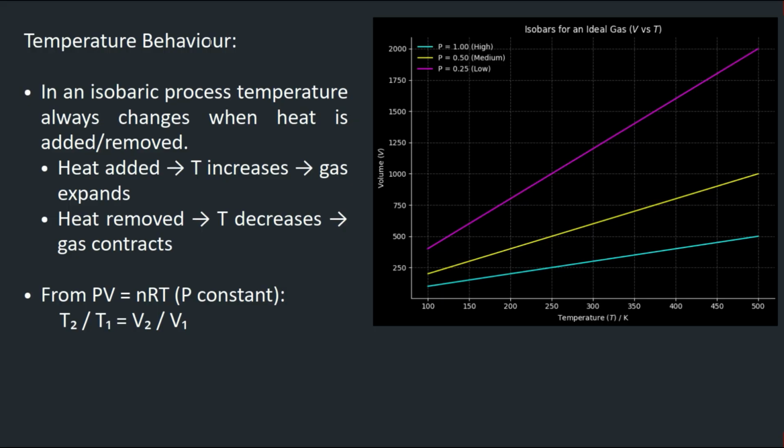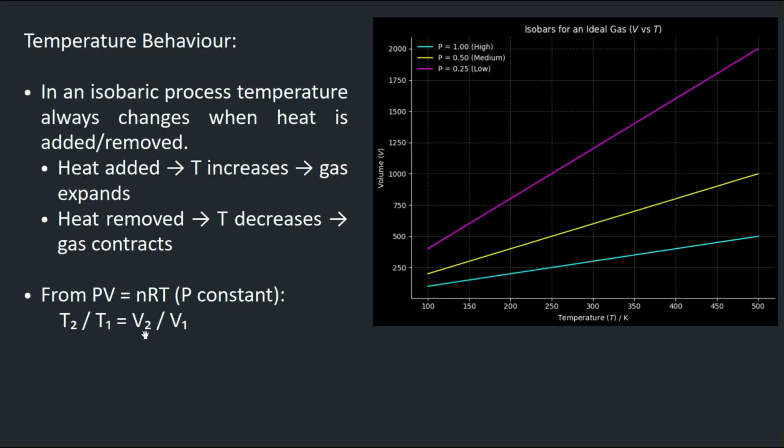Okay, temperature behavior. How does the temperature behave for a fixed pressure? You can see as and when the temperature increases, the volume also increases. Or if you talk about changing the volume and looking at how the temperature varies, that also can be done. So in an isobaric process, the temperature always changes when heat is added or removed. When heat is added, temperature increases, gas expands. This very graph shows that. When heat is removed, temperature decreases, gas contracts.